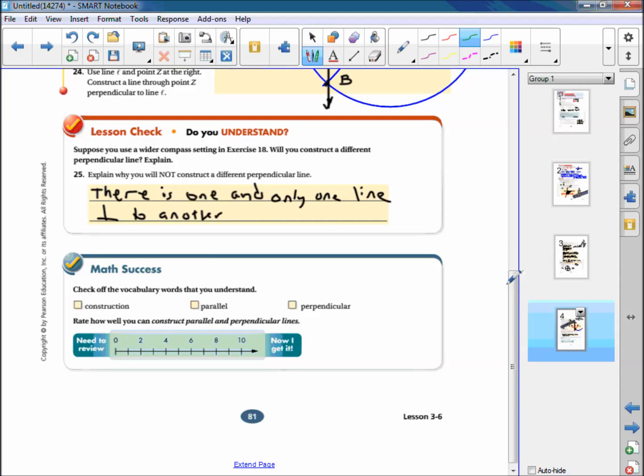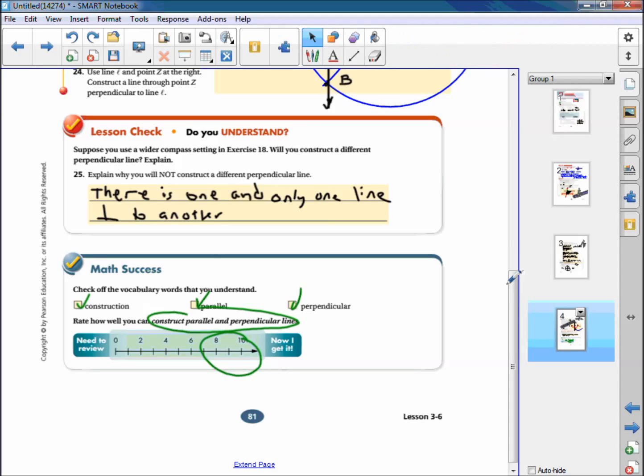You should have a good idea once again of what a construction is, what parallel means, and what perpendicular means. Okay, so parallel and perpendicular lines, how to construct them. Make sure you're somewhere down here, and that's going to require you to be able to construct congruent angles also. Okay, I'll see you in class next time.